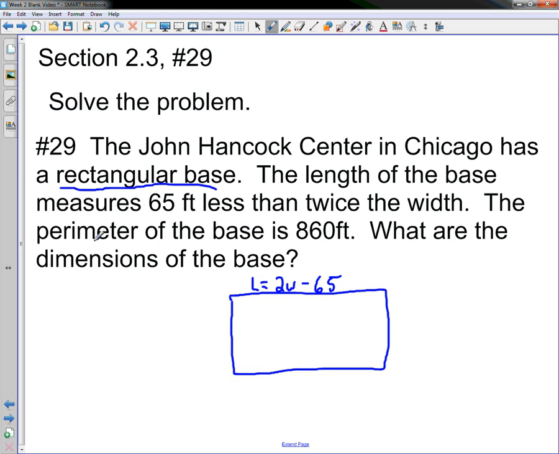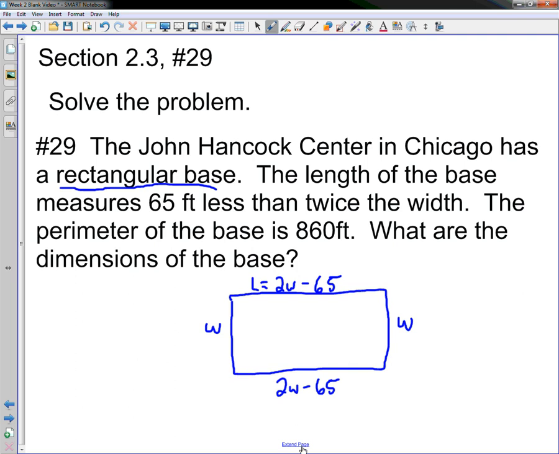The perimeter of the base is 860 feet. What are the dimensions? Okay, it doesn't tell us anything about the width, so that means my width is W. Remember, with a rectangle, both widths are going to be the same, both lengths are going to be the same. So 2W minus 65. The idea is we want to keep all of these in the same variable. So 2W, and we have W's, so we want all W's involved.